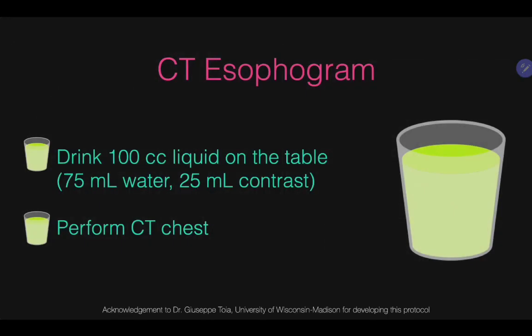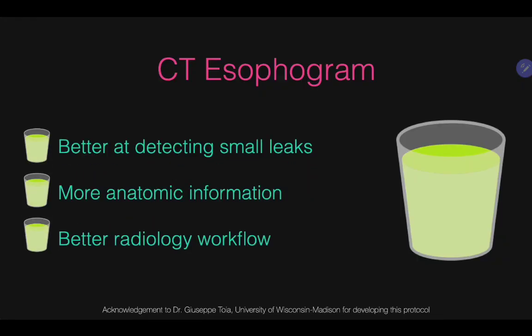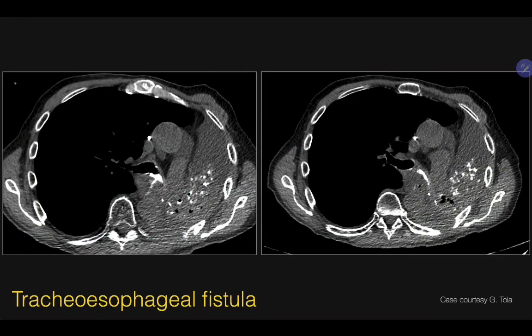This useful workflow has now been formalized at our institution, and it is called the CT esophagram. It starts with the patient drinking 100 cc's of liquid on the table immediately prior to performing a chest CT. This study is better at detecting small leaks, gives you more information about the nature of the leak, and keeps our workflow more efficient. Let's take a look at another example.